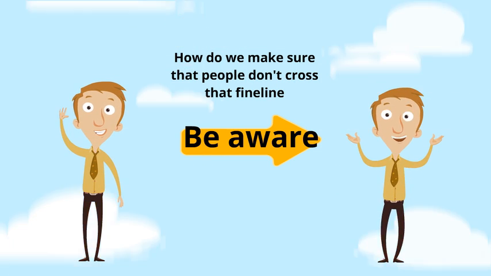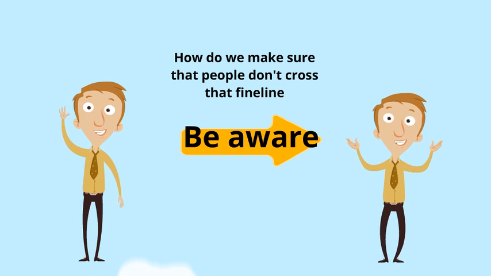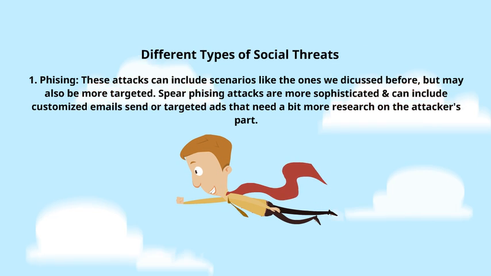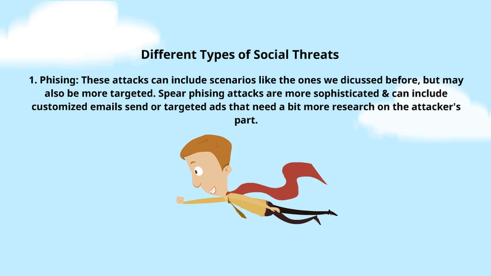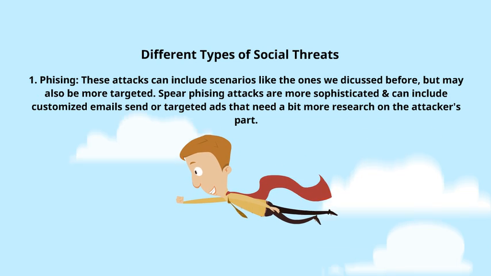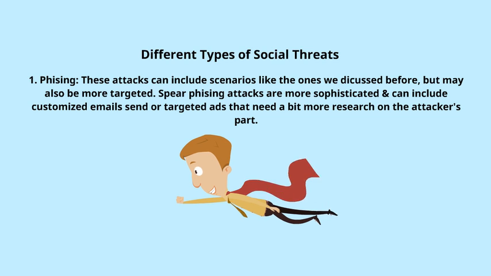And how do we make sure that people don't cross that line? I guess by being aware and being trained. The first type of social threat is phishing. These attacks can include scenarios like the ones we discussed before, but may also be more targeted.